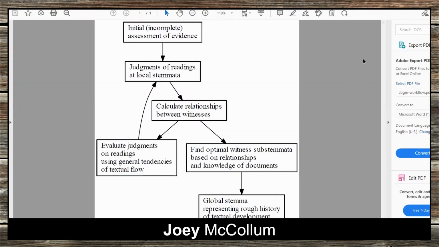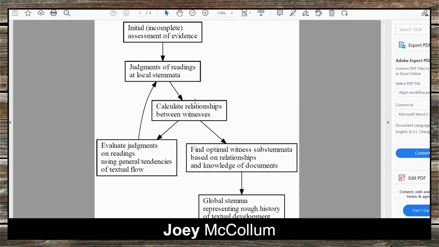Sort of we can skip ahead to the more fun charts. This is just something that I put together that kind of describes how people use the CBGM, where you start with the limited amount of knowledge that you have about the text. And then you make the judgments that you can make. We'll describe what a local stemma is in just a moment. You use that to calculate relationships between witnesses over the whole text, and those allow you to make judgments about coherence or textual flow. That in turn can help you refine your judgments about the readings themselves.